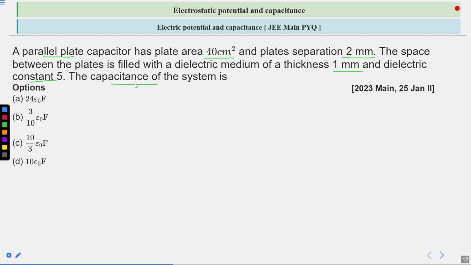Okay, so now there is a capacitor having 40 centimeter square plate area, 2 millimeter separation. The space between the plates is filled with dielectric medium of thickness 1 millimeter. Now, thickness of the dielectric medium is less than the separation between the plates. So again, that formula which we used in the previous question, and dielectric constant 5. Capacitance of the system is 24 epsilon naught farad, 3 by 10 epsilon naught farad, 10 by 3 epsilon naught farad, or 10 epsilon naught farad. So I will give you some time to think about it.